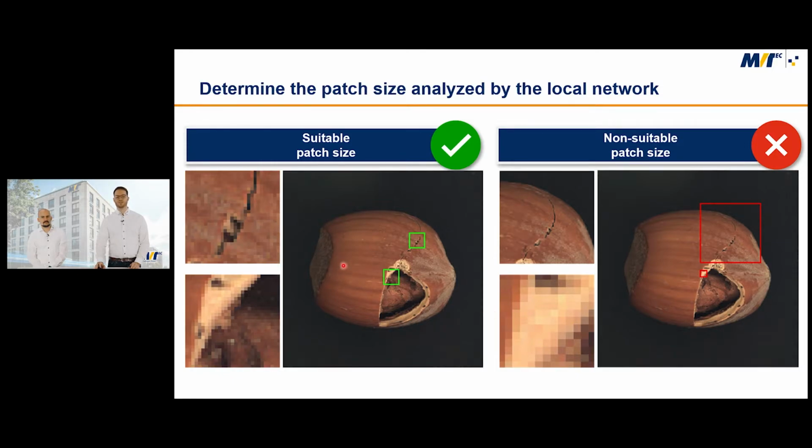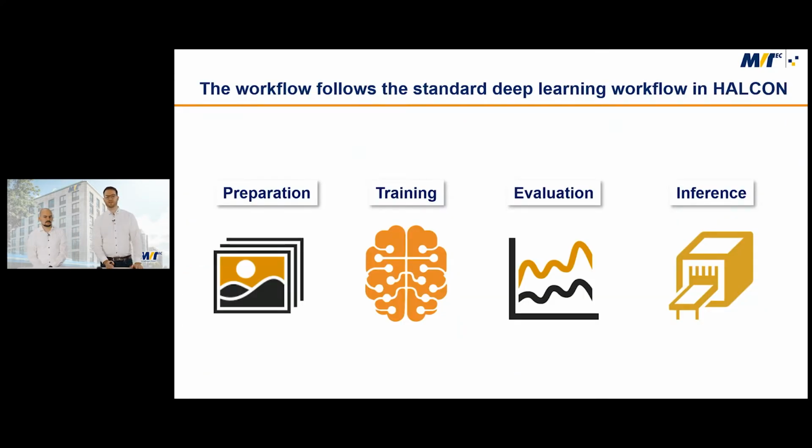So what you do is you take basically a middle ground of both, where in the patch it is clearly visible that there's a distinction between a patch which has an anomaly on it and a patch which doesn't have an anomaly on it. We tested this a lot on different data sets and have a standard value for patch size, and this is very good for most data sets, but of course it's also possible to change it if your application necessitates it. Now let's have a look at the workflow.